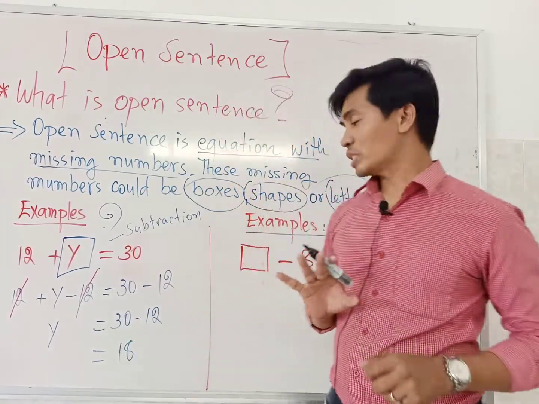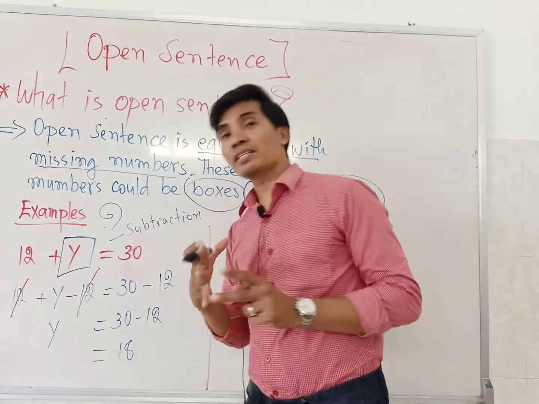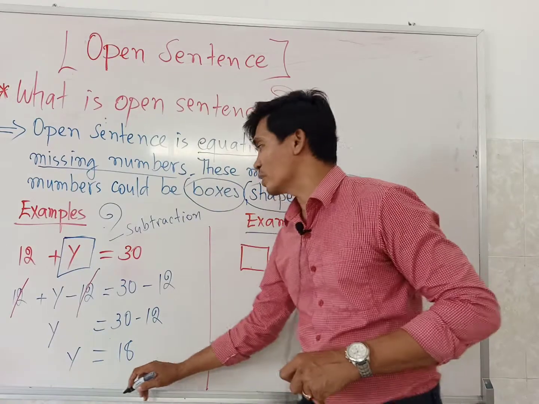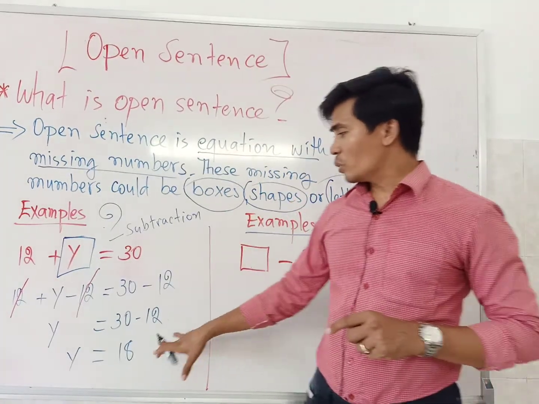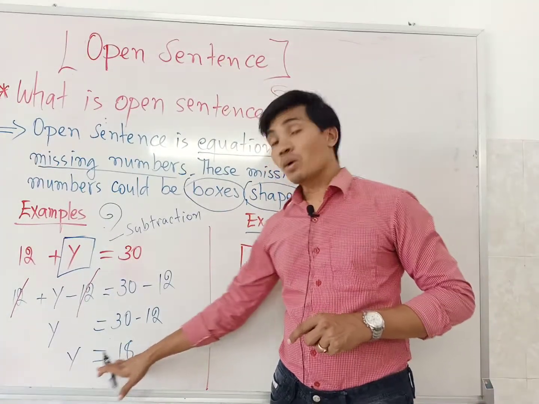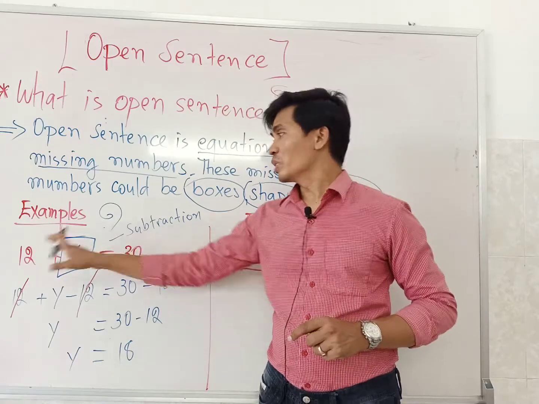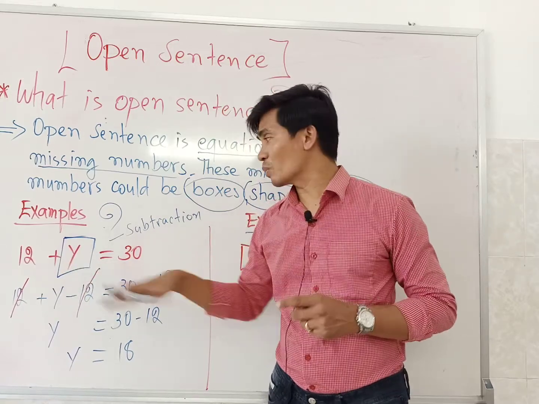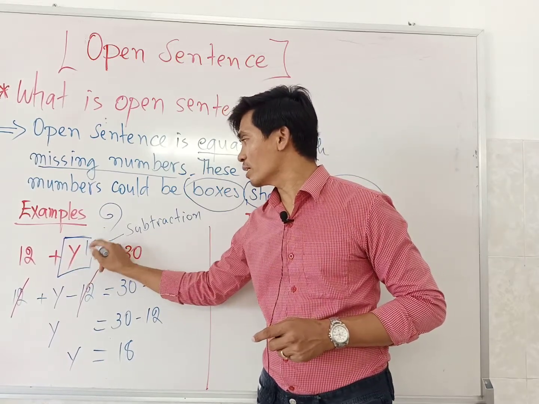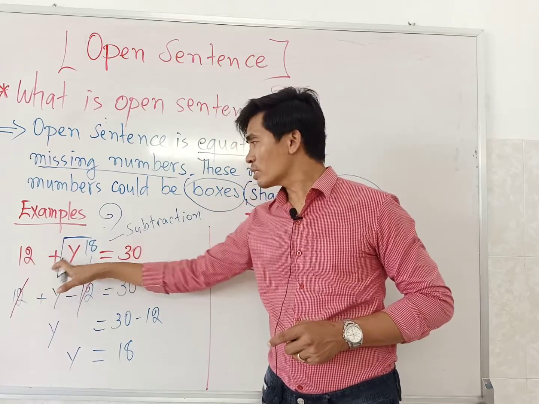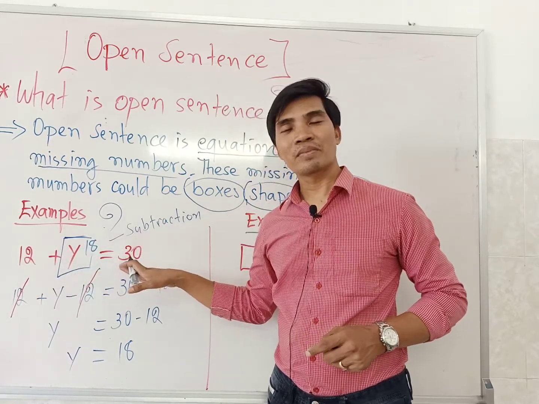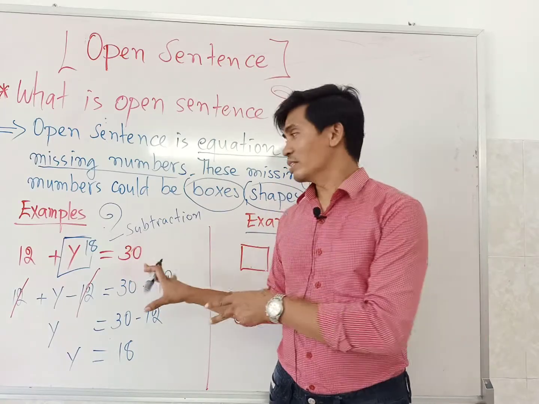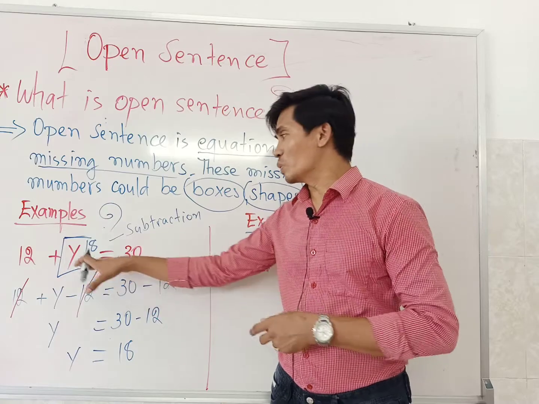So now we can find the value of y. y is 18. When you replace y with 18 in the box here, 12 plus 18 is 30. So now we have found the value of y.